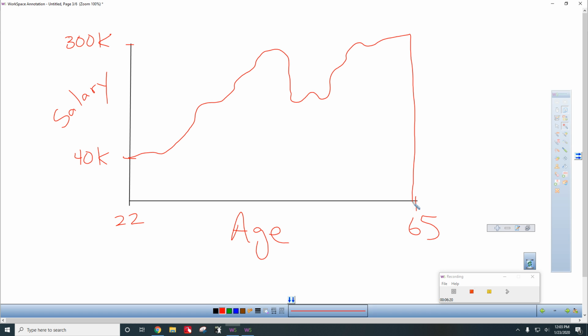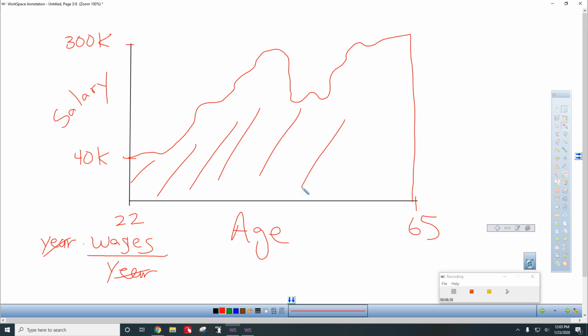Well, what would the area under that curve be? That's years, which is how we measure your age, times wages per year. What do you get? The area underneath this curve represents all the money you've ever made in your entire life from 22 to 65. Now, that might be important to you someday.